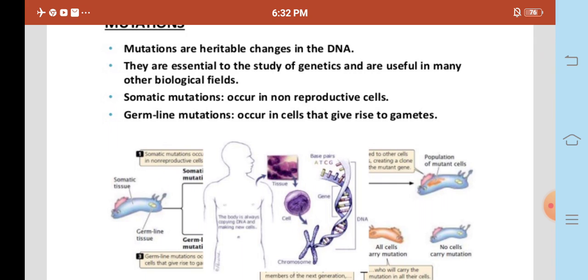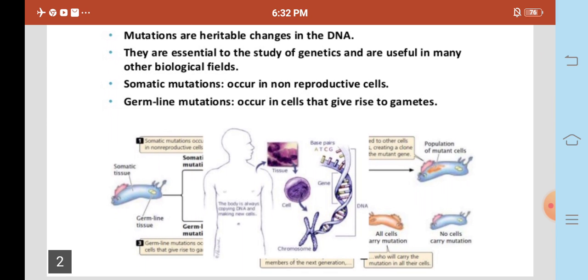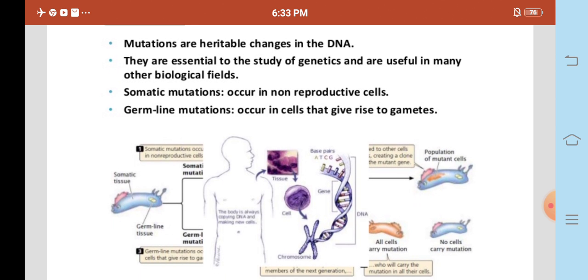Mutations are heritable changes in the DNA. They are essential to the study of genetics and are useful in many other biological fields. Somatic mutations occur in non-reproductive cells. Non-reproductive cells means asexual reproductive cells. And second one is germline mutations.